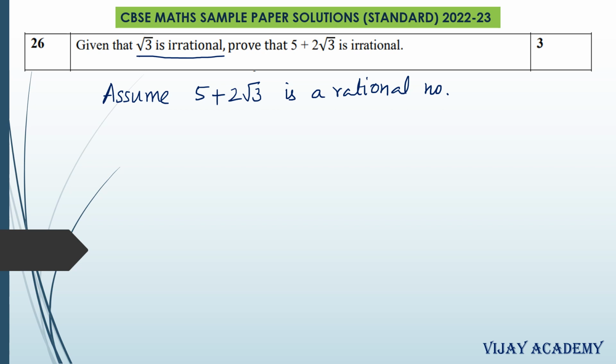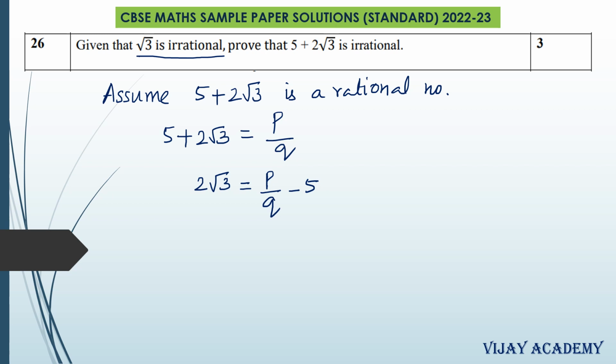As we know, every rational number can be written in the form of p by q, where p and q are co-primes and q is not equal to 0. Now let us write this as p by q. So 5 plus 2 root 3 equals p by q. Now let us try to isolate root 3 in the LHS and transpose the other numbers to the RHS. So first let us transpose 5 to RHS. We get 2 root 3 equals p by q minus 5, and simplify the RHS.